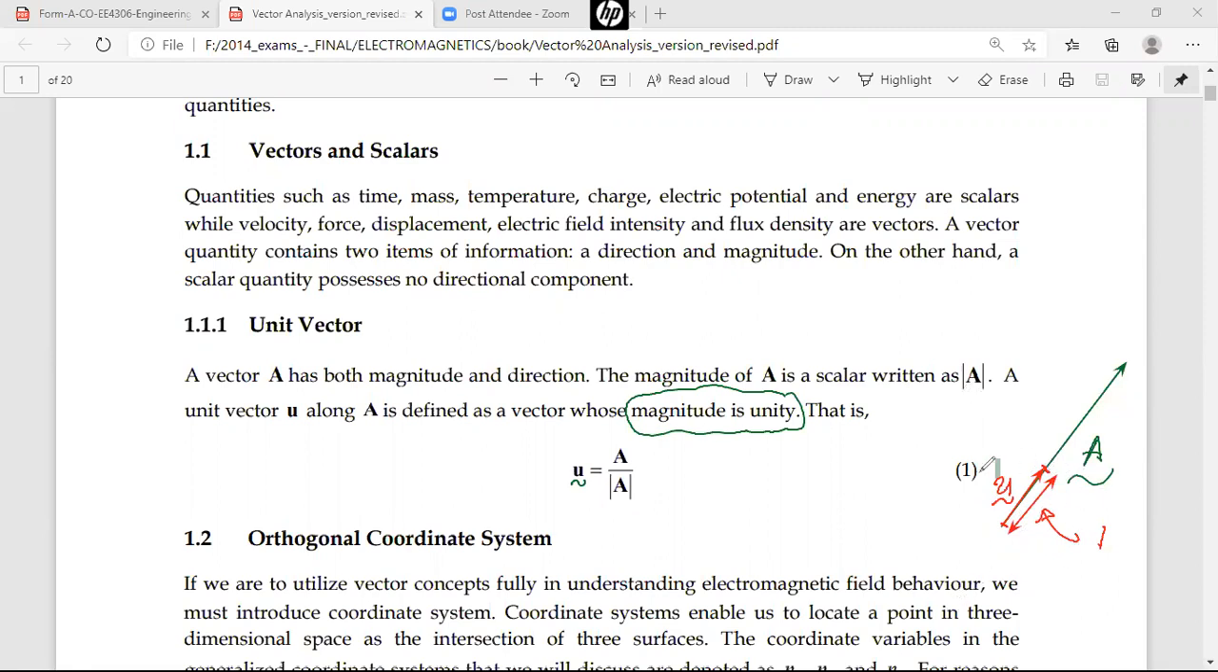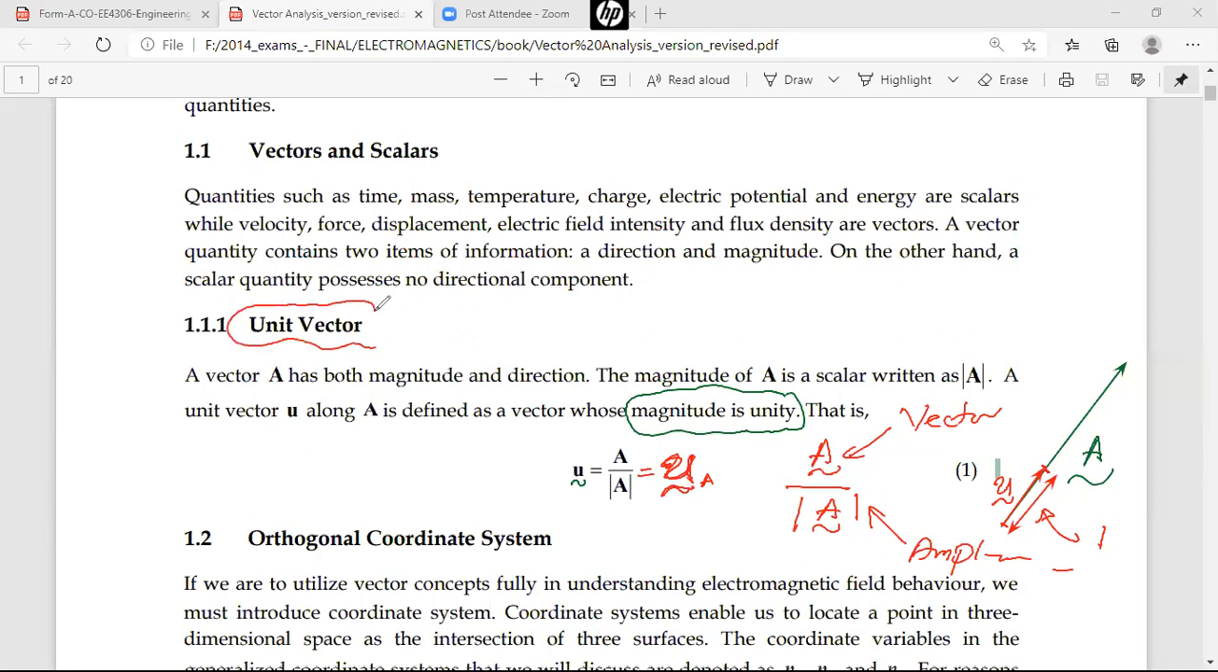So you can find this unit vector. What you have to do is just divide this vector A by its amplitude. This one represents the vector, and this one represents its amplitude. If you divide the vector by its amplitude or magnitude, then you can find the unit vector. This unit vector is parallel to the vector A. The direction of this unit vector is equal to the direction of the vector A. The only difference is the amplitude. The amplitude is unity. Such a vector you can define as a unit vector.